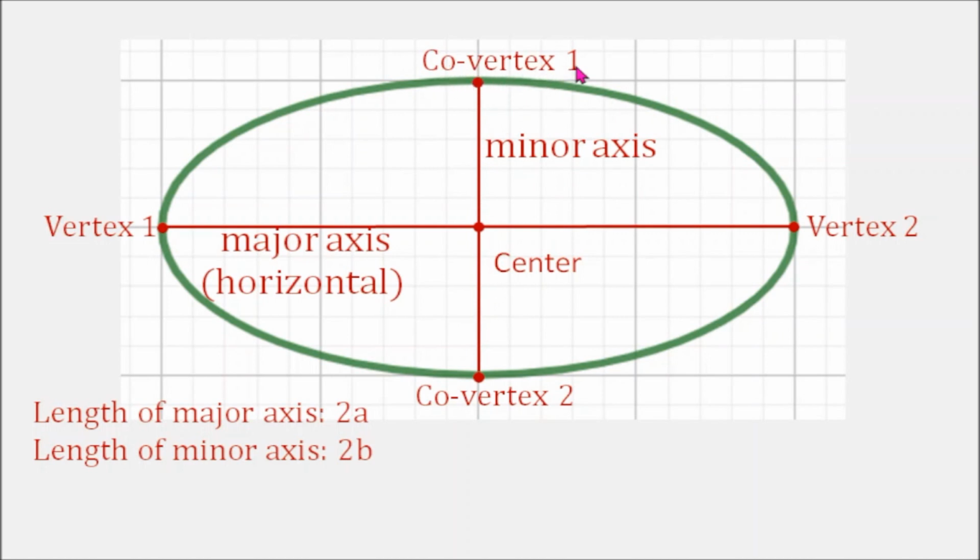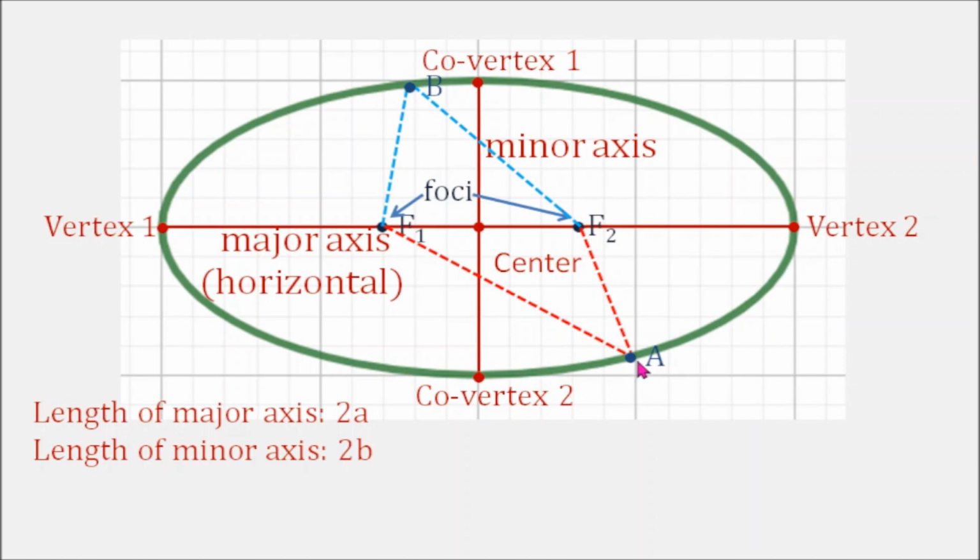So we have here co-vertex 1 and co-vertex 2. The foci are somewhere here. So we have here focus 1 and focus 2. To illustrate the definition of ellipse, we are going to pick any 2 points that are on the ellipse. For example, we have point A here, and then we'll pick another point, point B here.